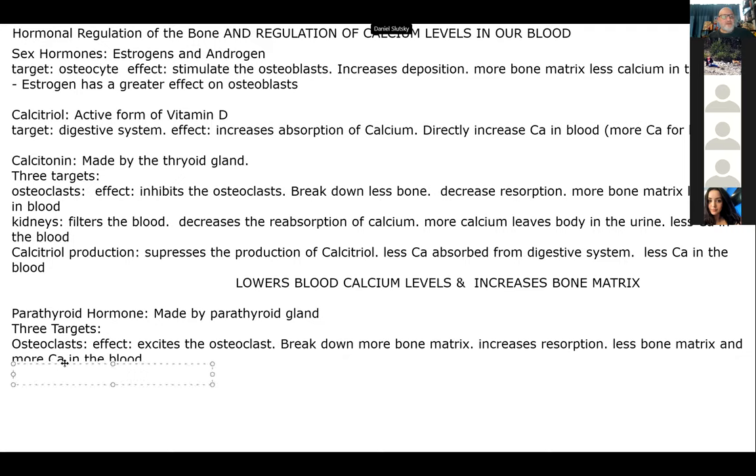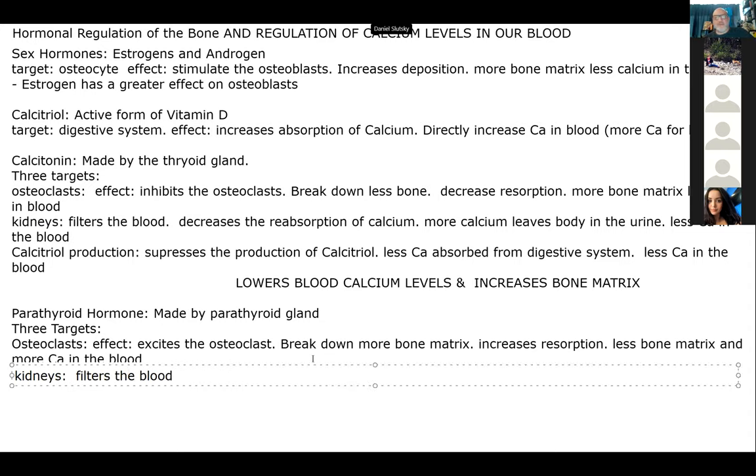Our second target is going to be the kidneys, which of course, as we know, filters the blood. However, in this case, parathyroid hormone increases the reabsorption of calcium. So this one tells the kidneys, all right, that calcium you were putting out in the filtrate, bring it on back. We need it, right? This means that less calcium leaves the body and we have more calcium in the blood.